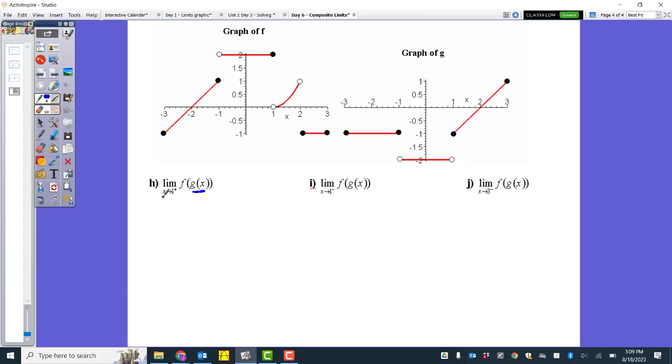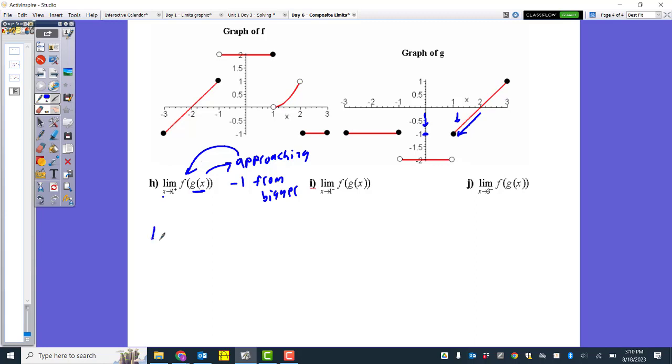So the limit as x approaches 1 from the right of g. As x approaches 1 from the right of g, we're approaching -1. But we can't just look at what we're approaching, we have to look at what we're approaching from. We're approaching -1 from numbers bigger than -1. So that means this is approaching -1 from bigger values.